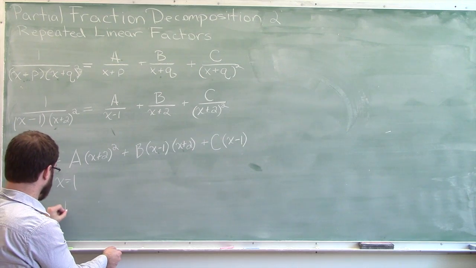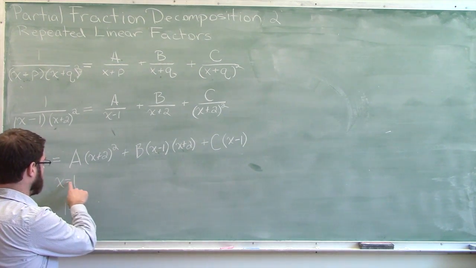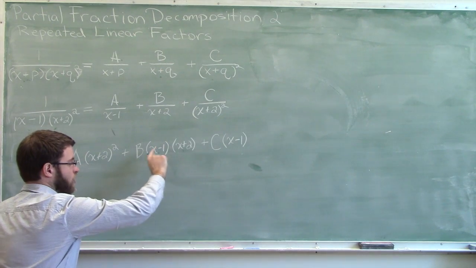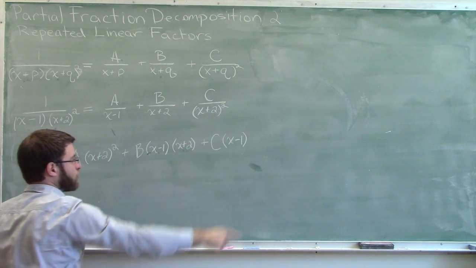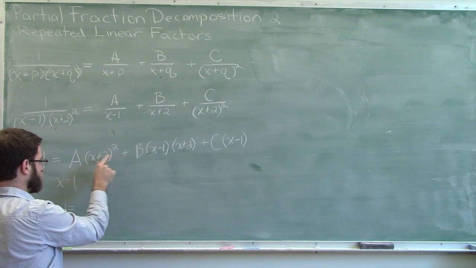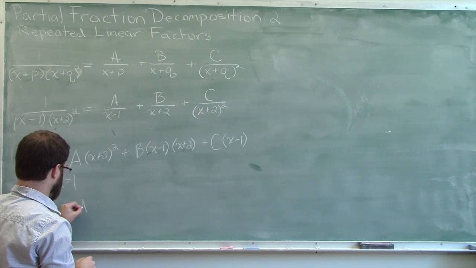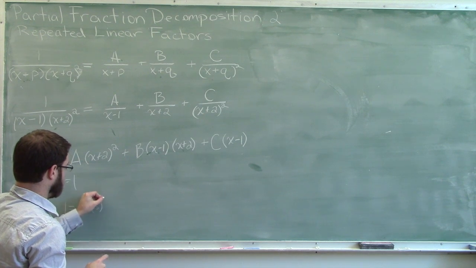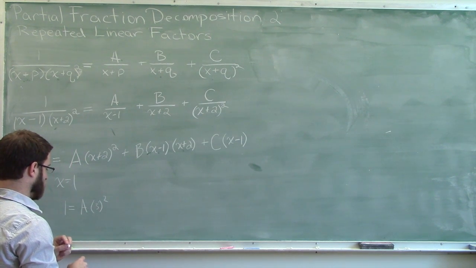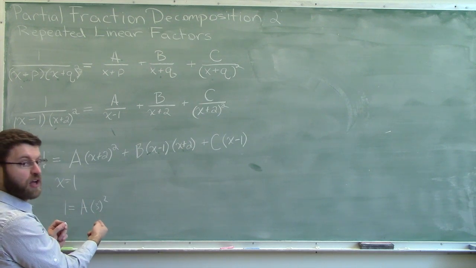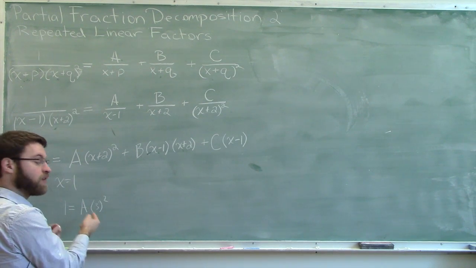So 1 is equal to, if x is equal to 1, the b term cancels, goes to 0, and the c term goes to 0. So the only thing that's going to be left over is this a term. X is equal to 1, so I get a multiplied by 1 plus 2 is 3 squared. All right? So choosing that value of x gives us the value of a. We get an equation we can solve to tell us what a is.